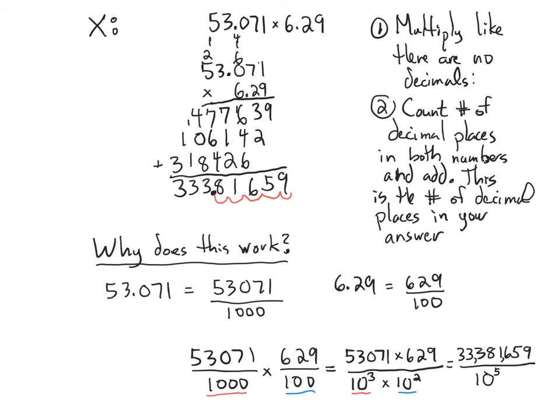So part 1, we multiplied like there were no decimals. This is really just multiplying the numerators. So that's what we're doing in part 1. We're multiplying the numerators of our decimal fractions. And when we count the number of decimal places, add them together, and then count over in our answer like we did here, this is like multiplying our denominators.